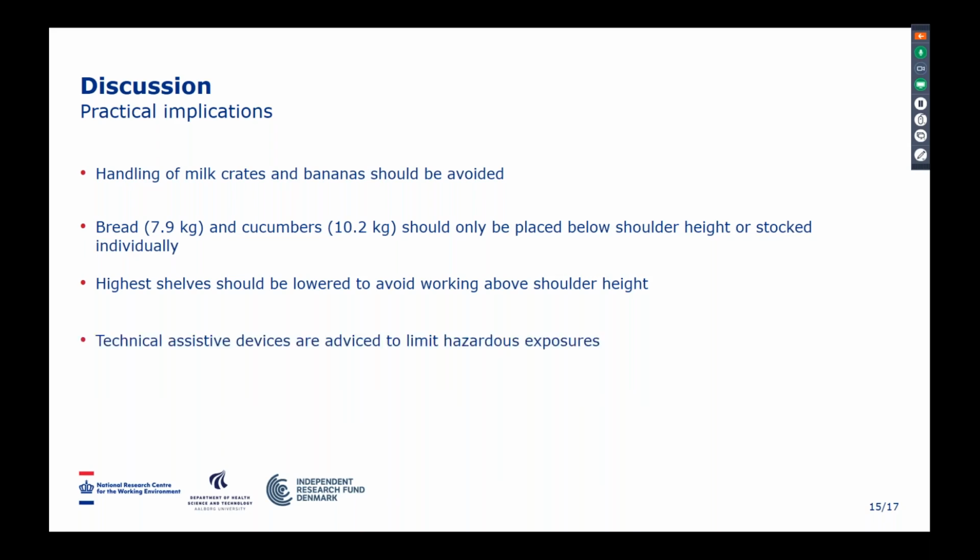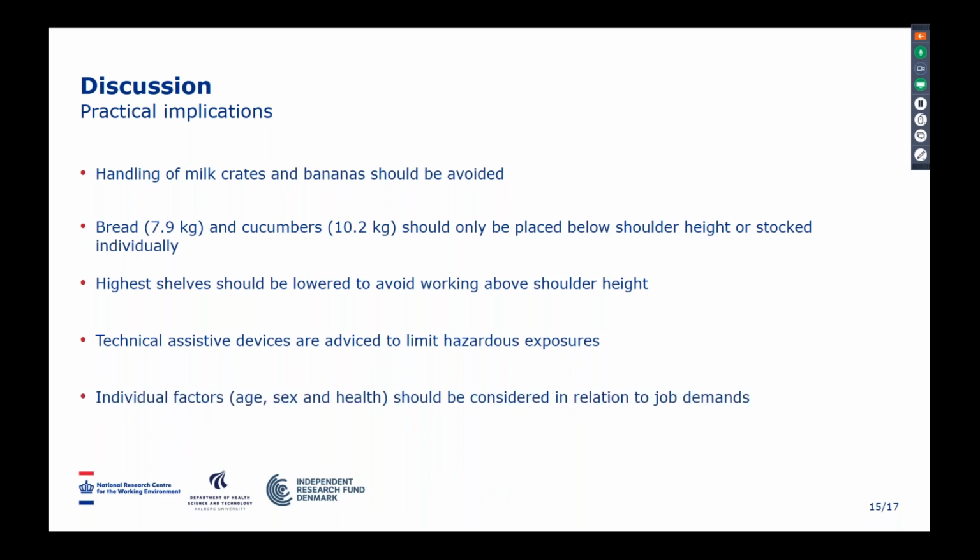Technical assistive devices could be used to limit hazardous exposures. You see some supermarkets use them quite consistently, others don't use them at all. But especially where you have particularly hazardous lifts, for example bananas and milk crates, or a very high shelf where, because of space limitations in a shop, you insist that it has to be put up there, you can use technical assistive devices for this purpose.